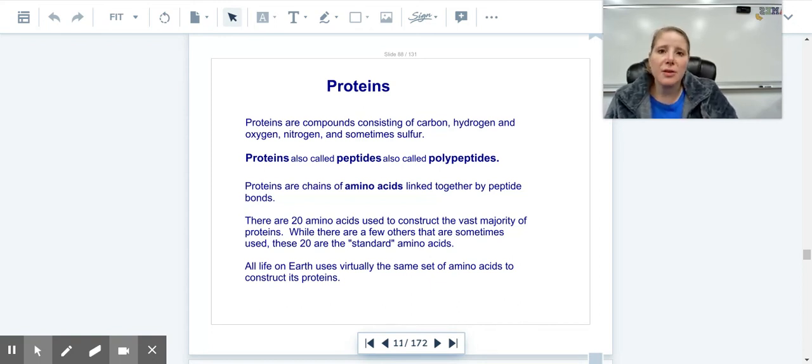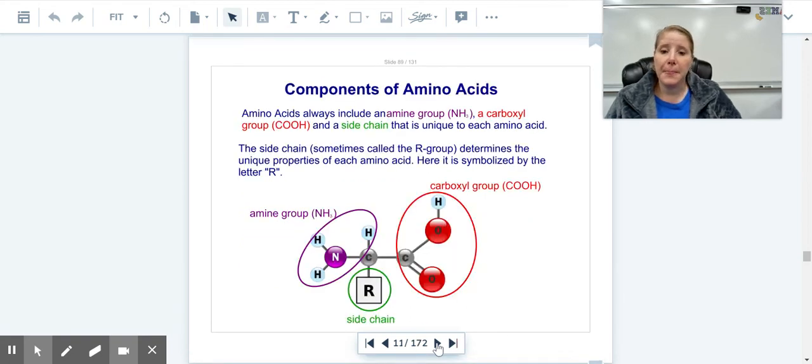They can also be called peptides or polypeptides, and they are a chain of amino acids linked together by peptide bonds. Amino acids, there are 20 of them that are commonly used on the earth, and pretty much every living thing comes from those 20 amino acids. All the proteins needed to sustain life come from those 20 amino acids. There's a few others that pop in and out, but most of it comes from those 20. So we all use virtually the same set of amino acids.